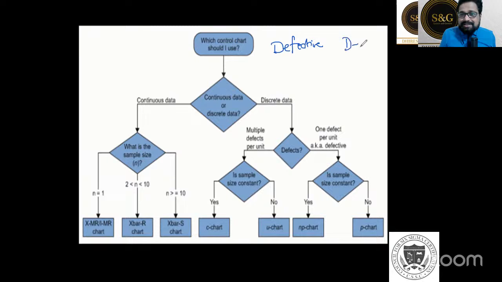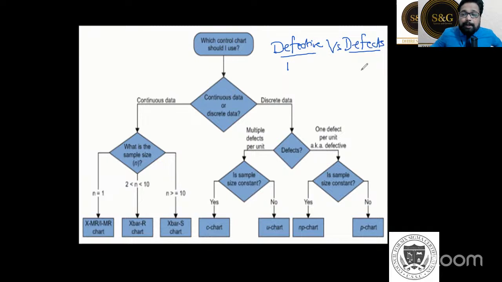So I'm comparing defective versus defect. Which one is better? The moment I find one defect in the product, I will reject that product and mark it as defective. But on the other side, I will lose the information on the other defects because I'm not counting them. Instead of this, if I start counting defects rather than defective, I will get more information. How many of you got this? Just type yes in the chat box.